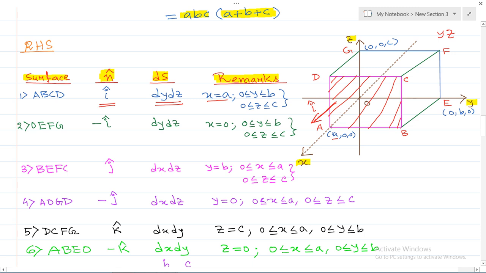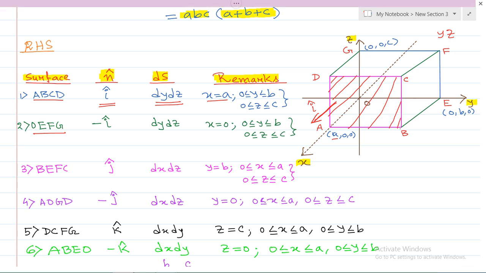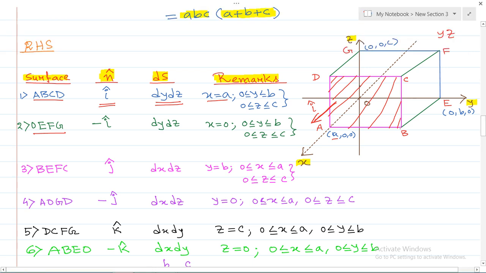So y will vary from 0 to b and z will vary from 0 to c. Similarly, let us go to the back side of the surface ABCD. Just at the back side of the surface, we have another surface, that is OEFG. Let us shade this surface with blue lines for your understanding. This is the surface we have on the back side.